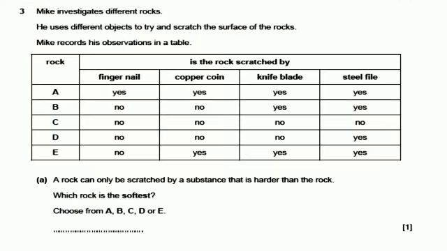Chemistry entries for exam April 2018. Question 3a. Which rock is the softest? It will be rock A.